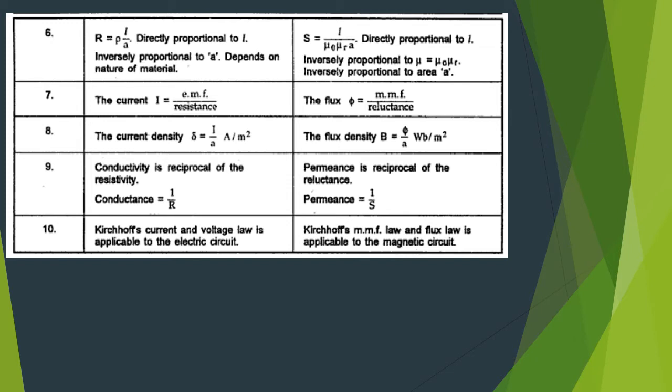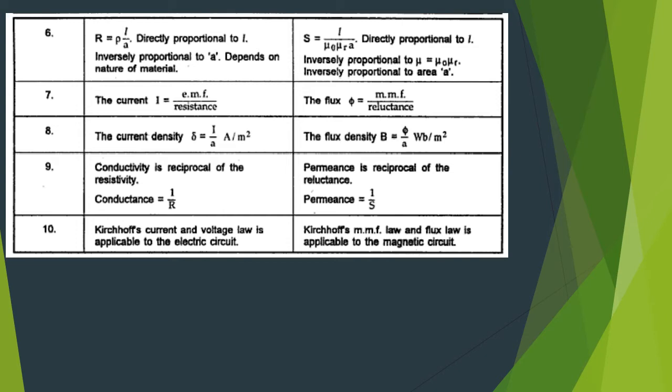Move toward the next, that is number 7. In electric circuit, the current is given by I, which is equal to EMF upon the resistance. By Ohm's law we find out that relationship. In a magnetic circuit, we can do the same, but instead of current we have to use the flux, which is equal to MMF, the similar quantity for EMF, upon reluctance, the similar quantity for resistance. So flux is equal to MMF upon reluctance.